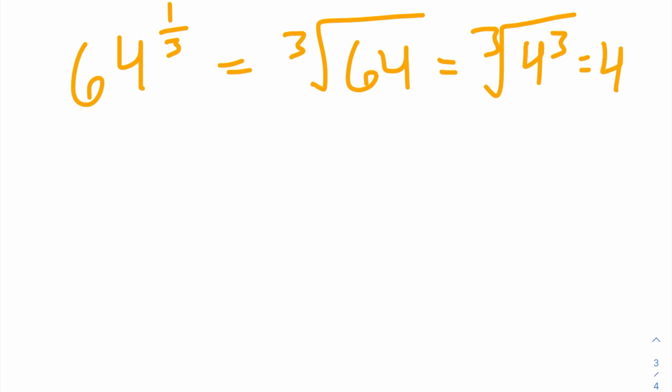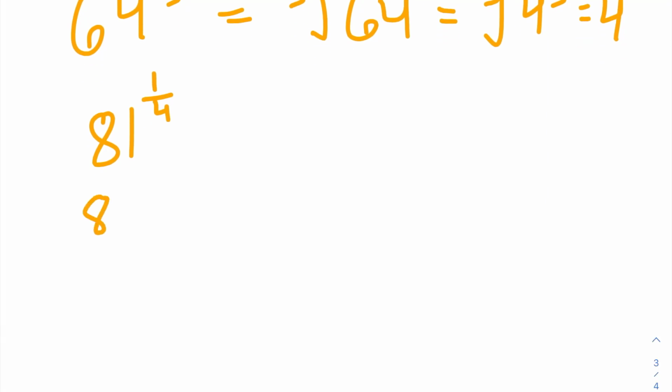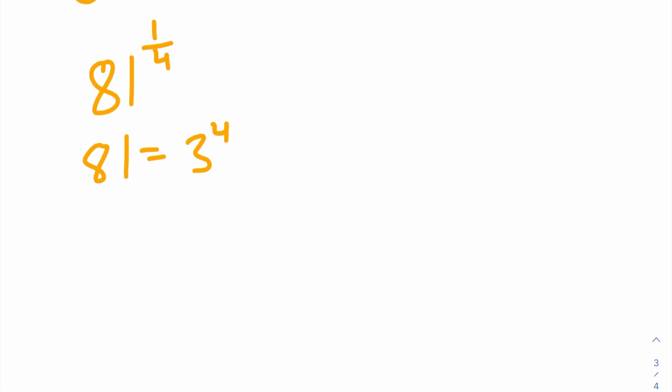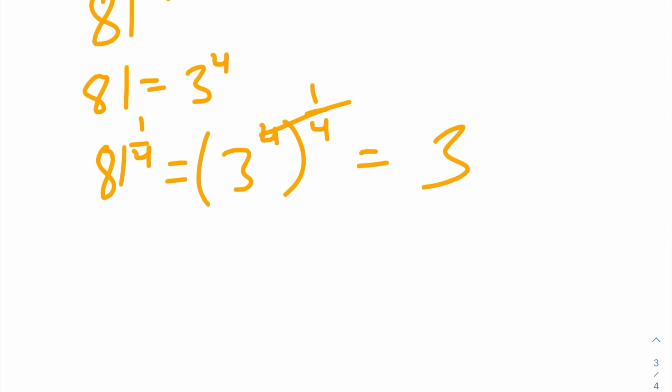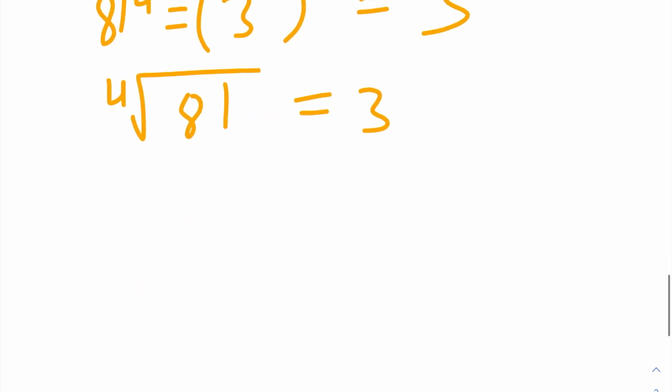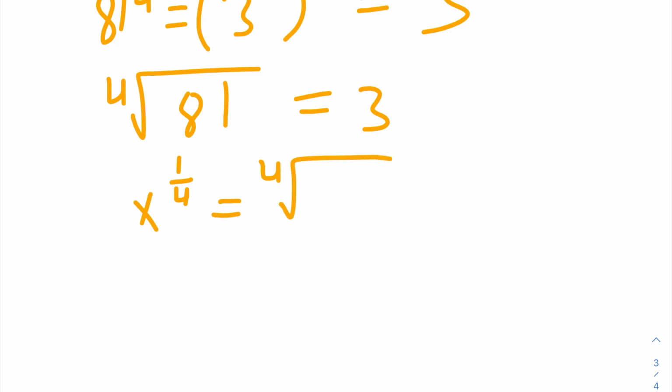Now let's look at something else. 81 to the power of 1/4. Now we're going to have to figure out what this does. We know 81 is equal to 3 to the power of 4. So 81 to the power of 1/4 can be expressed as 3 to the power of 4, to the power of 1 over 4. These two are reciprocals, so they cancel out and we get 3. And we also see that the 4th root of 81 is equal to 3. So taking a number x to the power of 1/4 is the same thing as finding its 4th root.